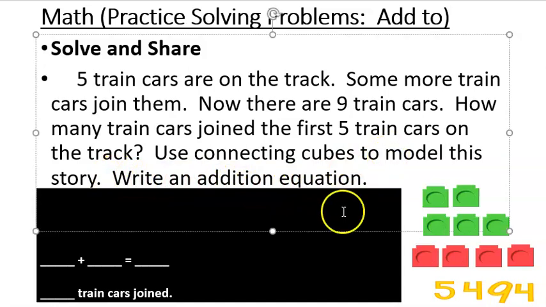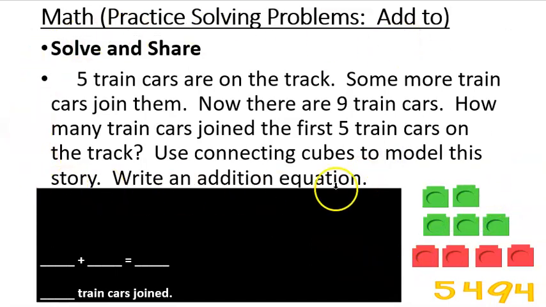Now that we know that, boys and girls, okay? Now we're going to break apart this story, okay? This whole solve and share problem. Now let's come back up here. Let's read this together. Read with Mr. Begay again. 5 train cars are on the track. Now, how many train cars are on the track now? How many are on there? 5. So watch Mr. Begay. I'm going to draw out this first sentence here by using these cubes. Now, we need 5 train cars on here. So watch Mr. Begay. We need 5.